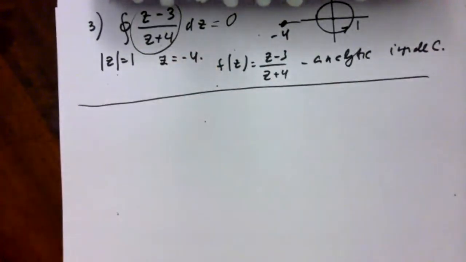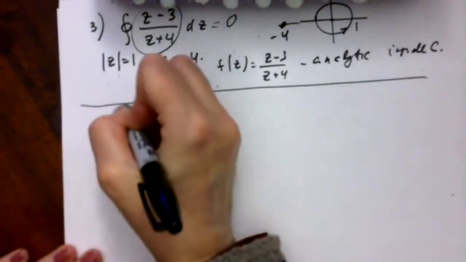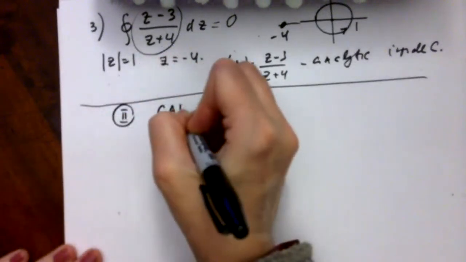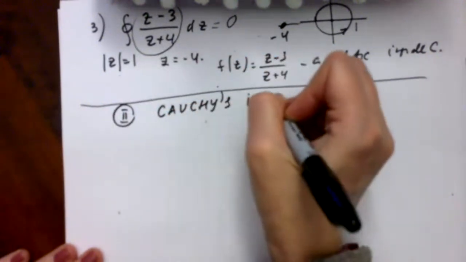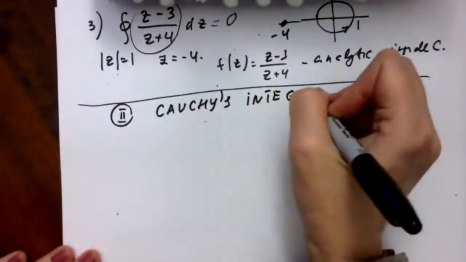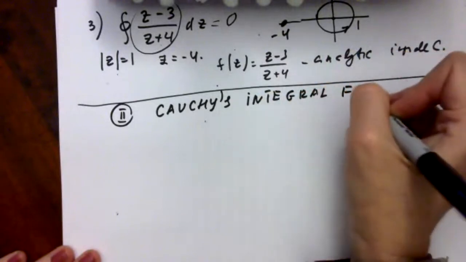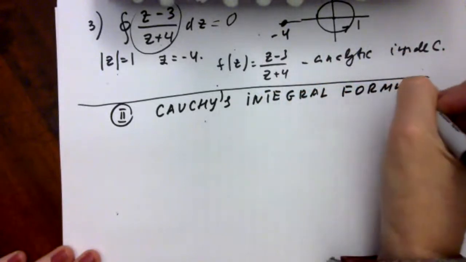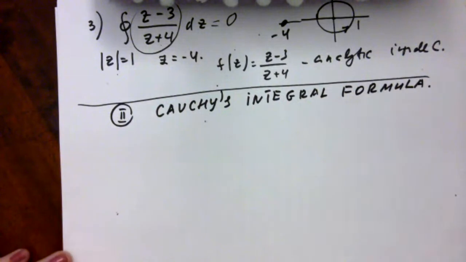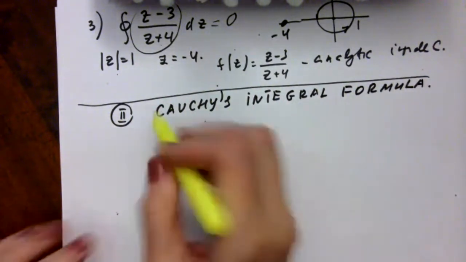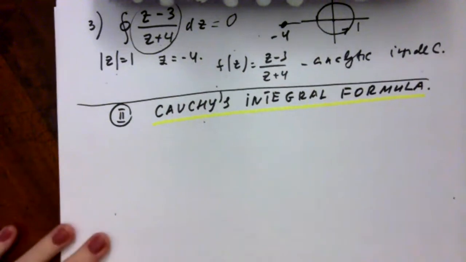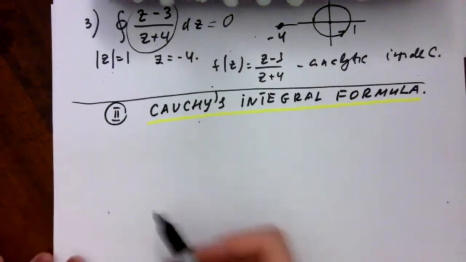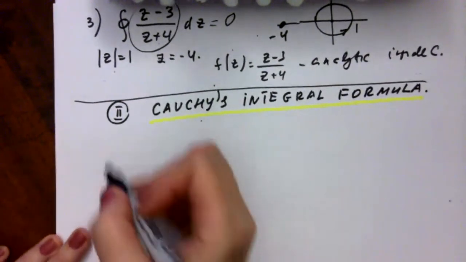So the second topic will be Cauchy's integral formula. Let's write it down. Cauchy's integral formula. So it's only for integrals along closed contours. They play a huge role in complex variable theory. So let me write it down immediately for you.